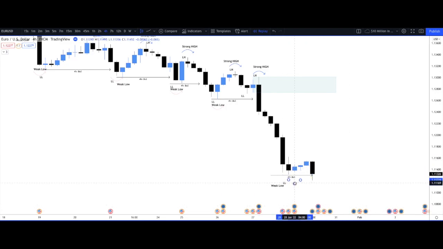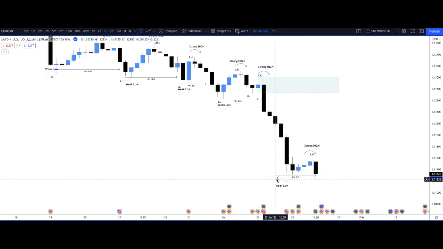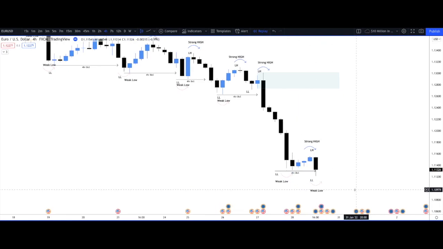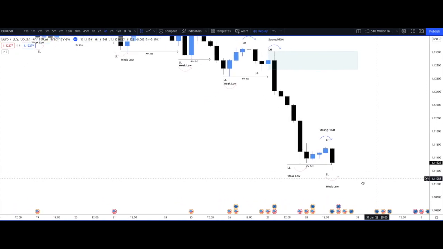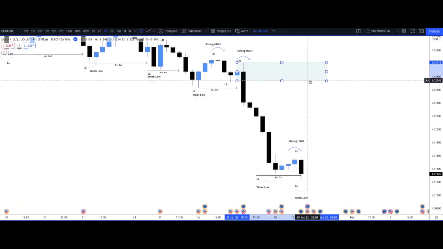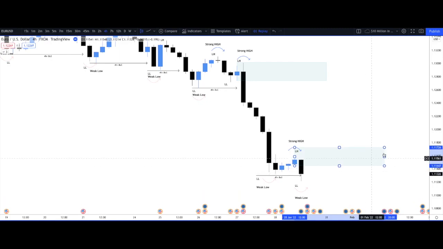Okay. So lower low, lower high, got a strong high. We're expecting to go with the trend. Okay. Made a new lower low. Weak low. All right. If you understand this basic principle, this will help you execute your trades and go with the trend. Okay. Same again here.